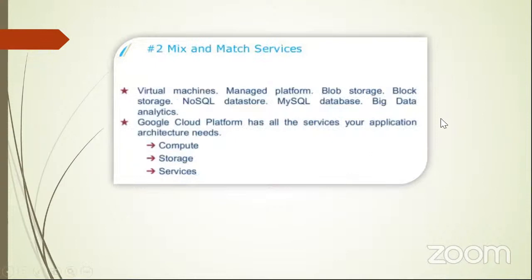The second reason why we use it is mix and match services, which means that they have all the available services that are there in the market, right? So any new services or new applications that come in, they are all available in the Google Cloud. Okay, so if you see the second point, it's written that Google Cloud Platform has all the services your application needs: compute, storage, and services, right?